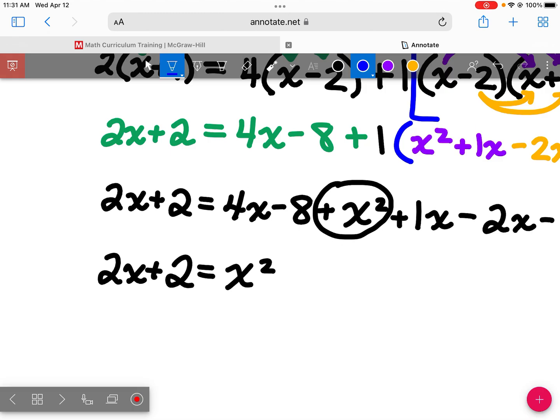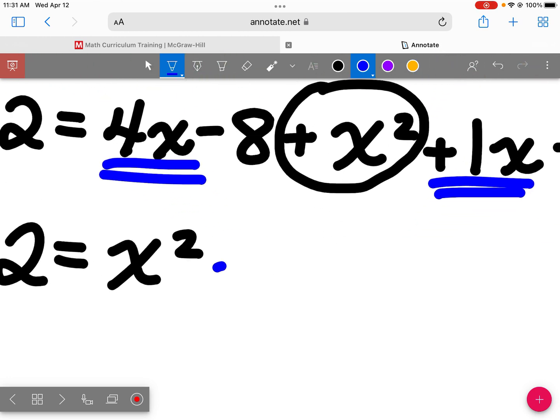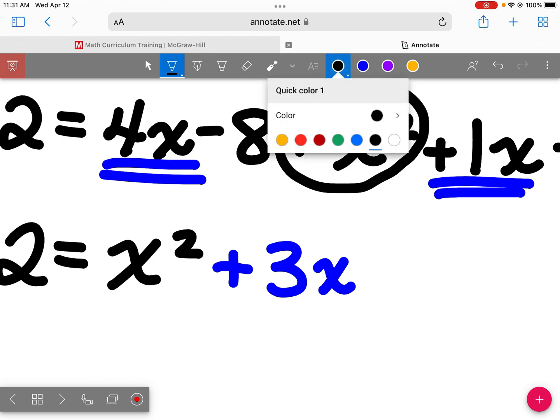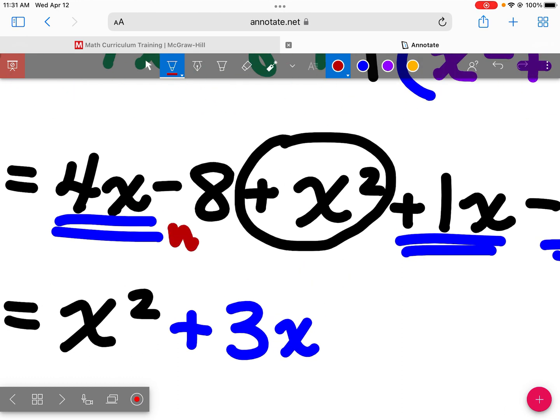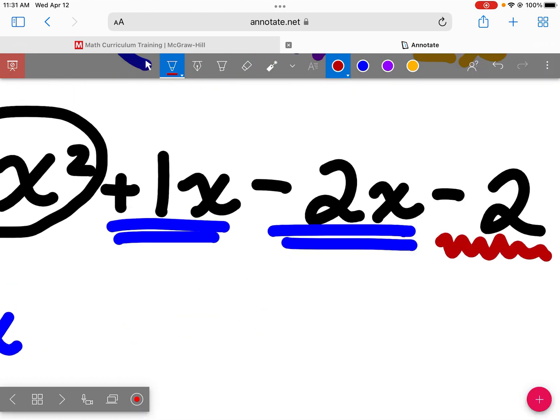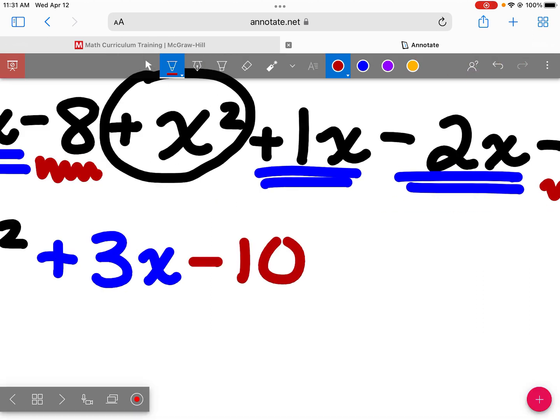Well, we need to do the x's to the first power, right? The things with just x. Are there any like terms that I need to combine to get that just x piece? 1x, negative 2x, and 4x. So 4x plus 1x minus 2x. 3x. So plus 3x. Are there any other like terms that I need to combine? Negative 8 and negative 2. What is negative 8 minus 2? Negative 10. That's not as hard to look at, is it?